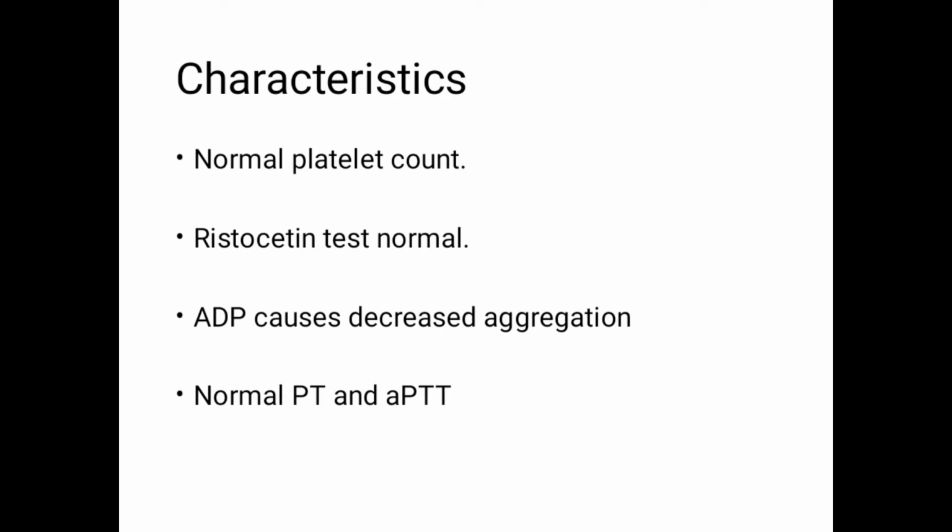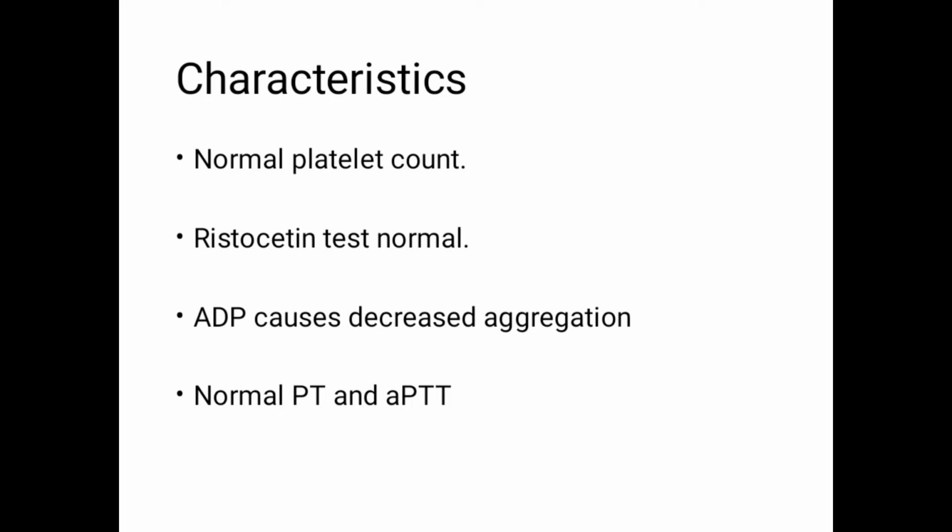The platelet count is normal, as opposed to Bernard Soulier, where you find that the platelet count will be low. So Glanzmann Thrombasthenia has a normal platelet count with normal morphology of platelets. The ristocetin test, which tests platelet adhesion, is normal, as opposed to what happens in Bernard Soulier, where you find that the adhesion is reduced. But ADP, which causes platelet aggregation, will not have its normal effect. So there will be reduced platelet aggregation when ADP is given.